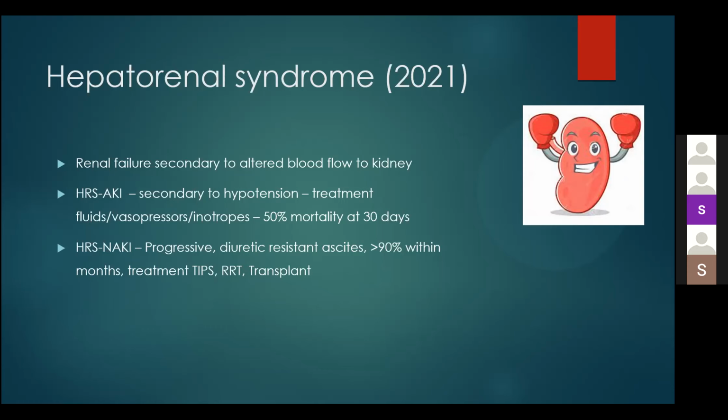But we need to be thinking about whether this is what used to be called type 2 hepatorenal syndrome, which is now HRS non-AKI type. And this isn't related to your typical AKI. It is due to progressive diuretic resistant ascites, raised pressure within the abdomen. There's dilation of the arterioles within the kidney. And this is sort of a progressive, irreversible condition. And 90% of these patients or greater will die within months of this condition.